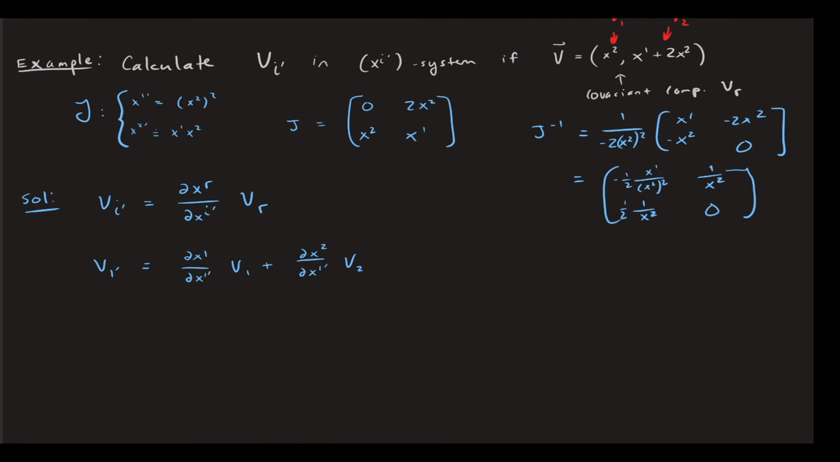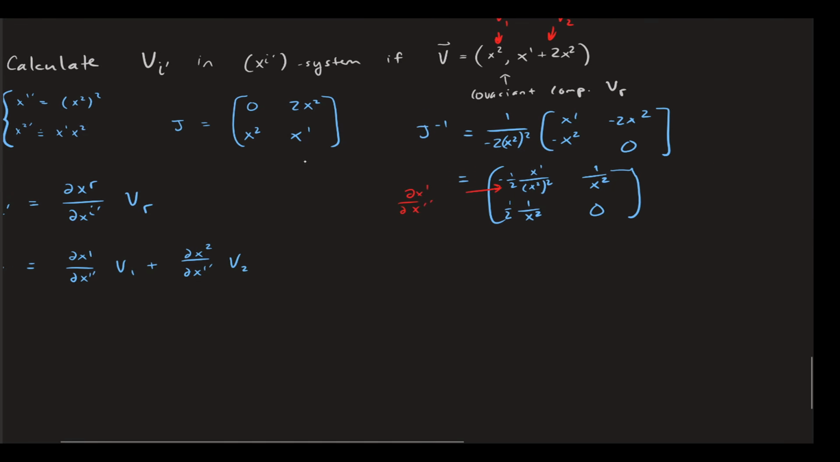So let's calculate those. Let's see, what have we got here? What's this one? This one is supposed to be partial x1 partial x1 prime. And what's this? This is supposed to be partial x1, partial x2 prime. And this one is supposed to be partial x2, partial x1 prime, and this one is supposed to be partial x2, partial x2 prime.